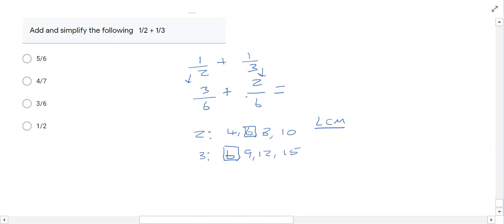So if we have 3/6 and we add 2/6, we're going to have 5/6, 5 over 6. We can't really simplify this anymore, so this is in its simplest form. So what we've done is we've taken these two fractions and added them together, and the answer is this one here.